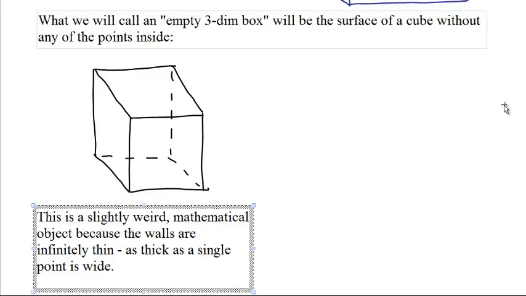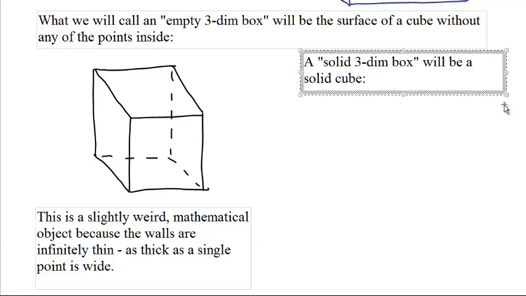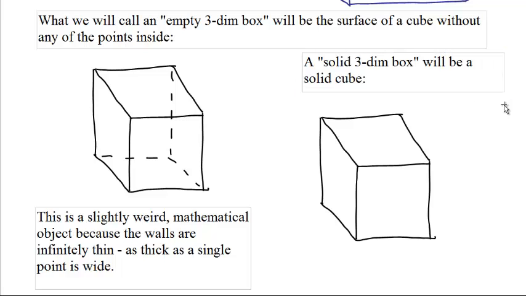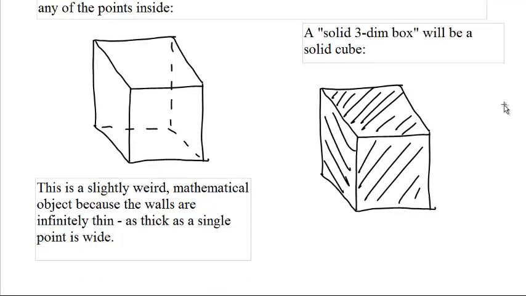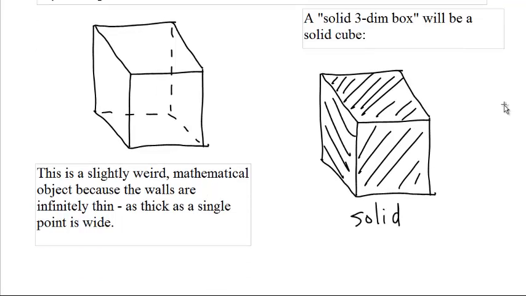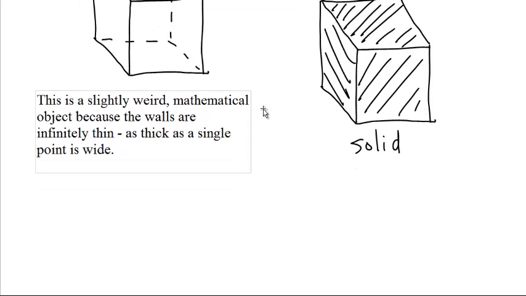Mathematics deals with these weird creations. Anyway, a solid 3-dimensional box will be a solid cube. One way to indicate that it's a solid cube is that you can't see the back corner. You can also shade in the sides. What I'm going to do is write the word solid next to any solid cube to imply that it's like a grain of salt. It's a solid 3-dimensional object. It's not hollow in the middle like this last one.